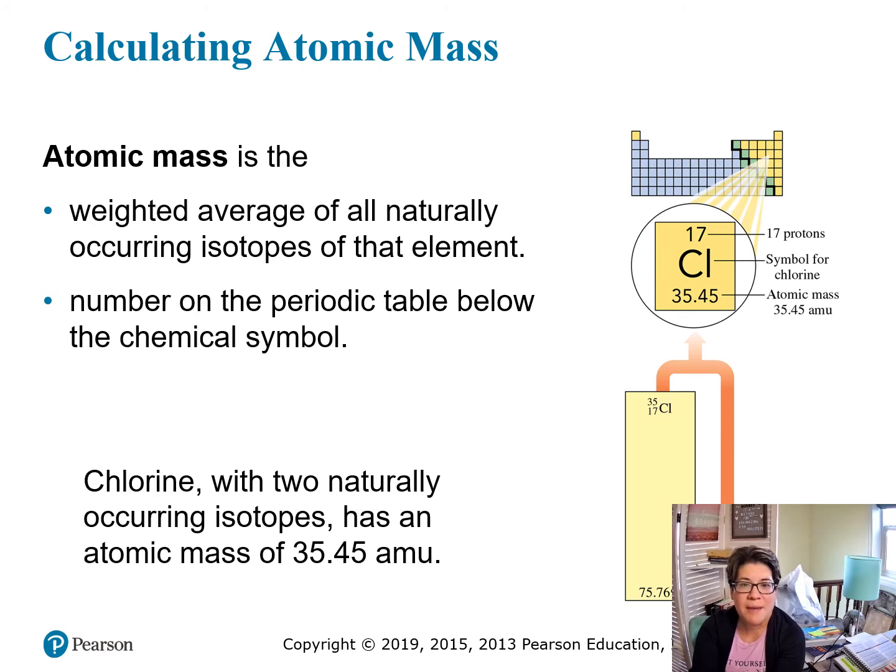Okay, so atomic mass is that weighted average. Atomic mass is a decimal. Some periodic tables will round it and have it as a whole number, like this here. You can see a whole number. The reason it's a decimal is because we're taking the weighted average of different isotopes, and we're multiplying it by the percent abundance of that isotope.